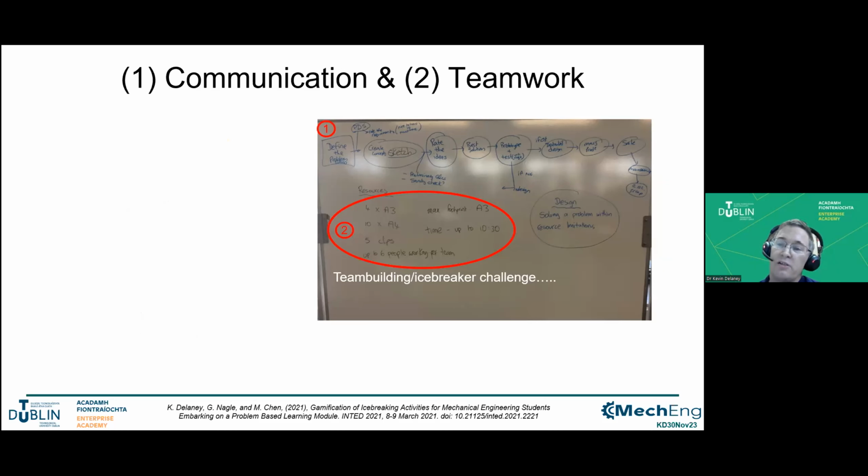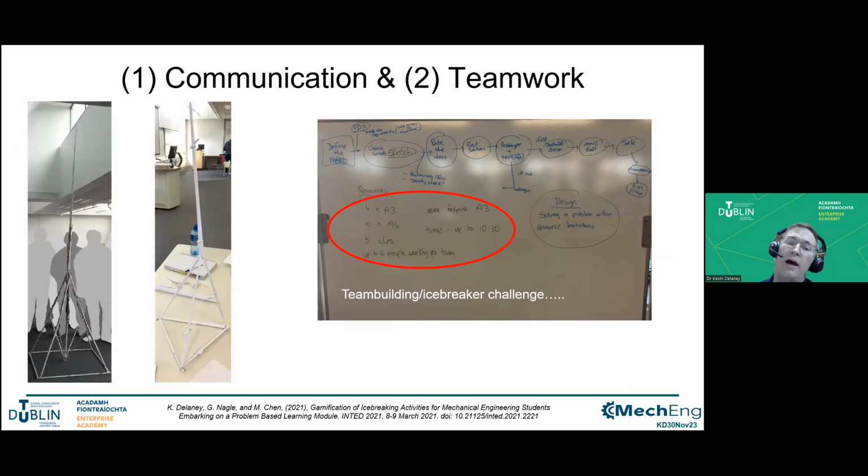When the module starts off, we typically kick off just to make sure that people are using the same language. We talk about a very basic design process. And then we give students an icebreaker or team building challenge that they have to work on. The team challenge is basically to design the tallest freestanding structure that they can, based on a specific limit of requirements. So we give them a certain number of A4, A3 pages.